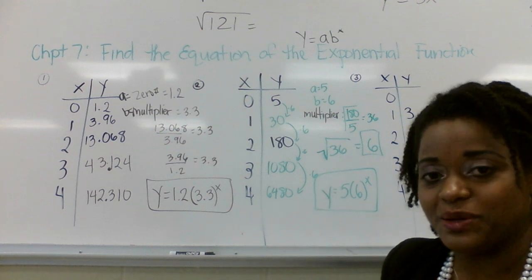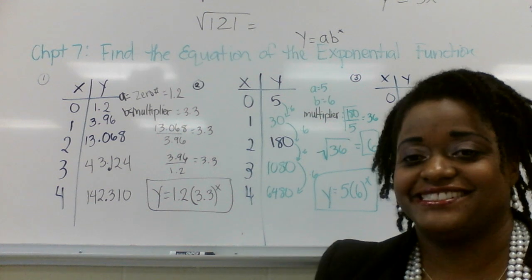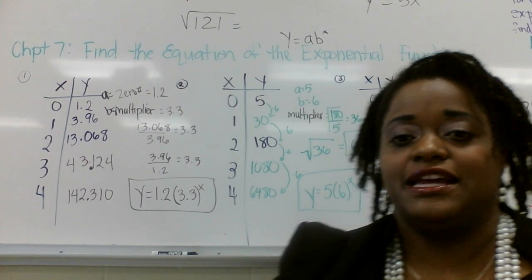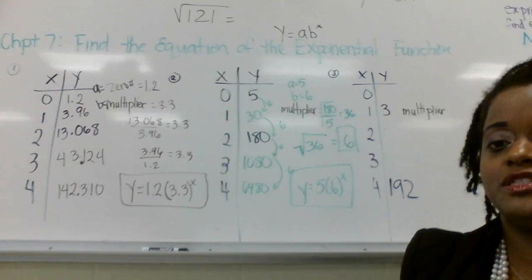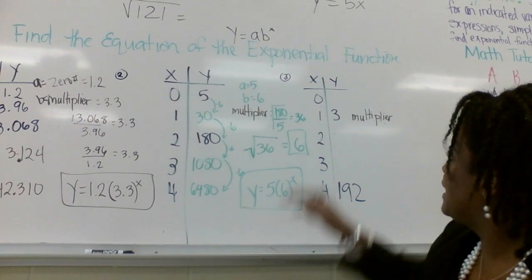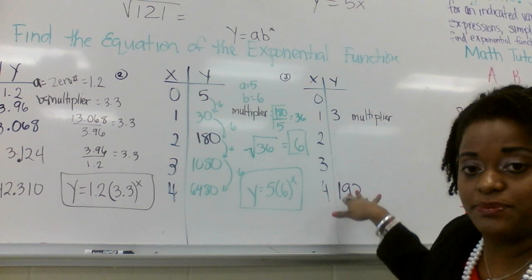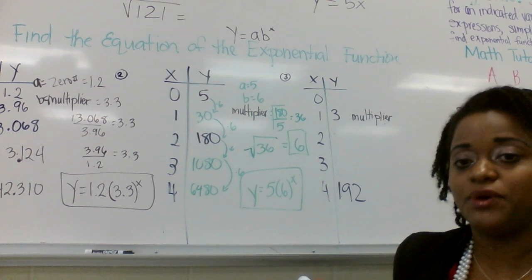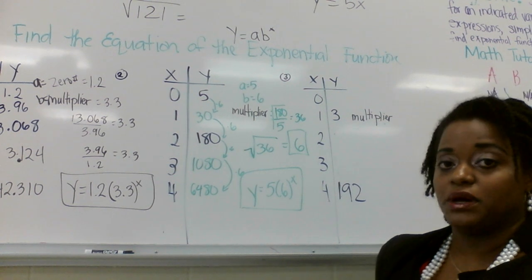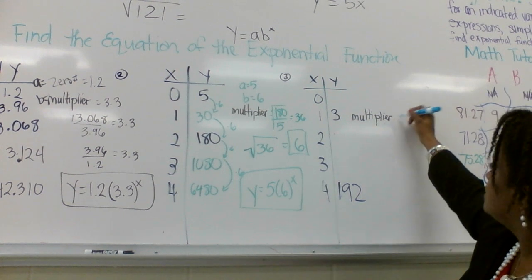All right, let's do one more, in a different color. Okie dokie, here we go. We have 0, 3, then skip, and 4, 192. Again, we're going to find the multiplier by dividing. 192 divided by 3.